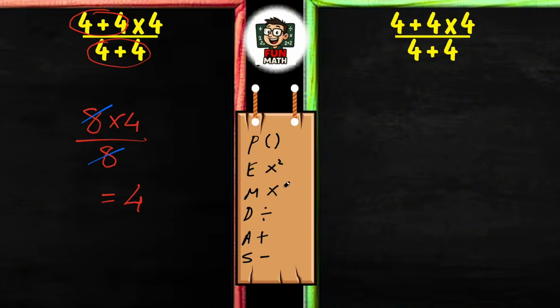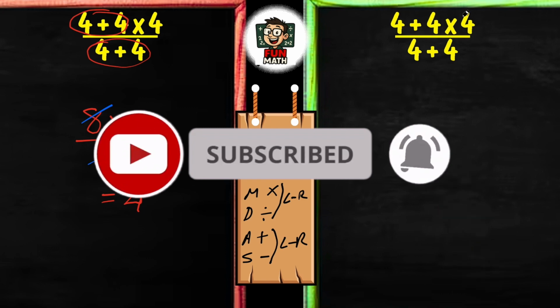We have one more feature here. There's no order between multiplication and division. Operations are performed from left to right. Similarly, there's no order between addition and subtraction. Operations are performed from left to right. Let's apply this rule to our question.